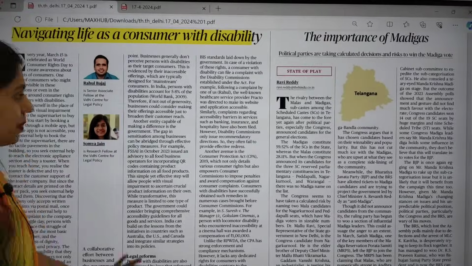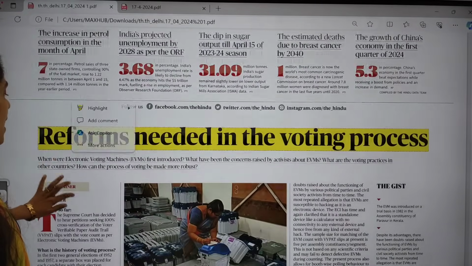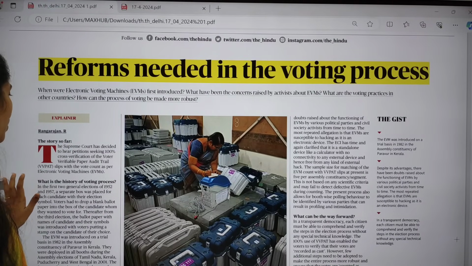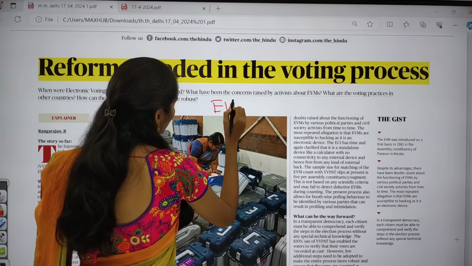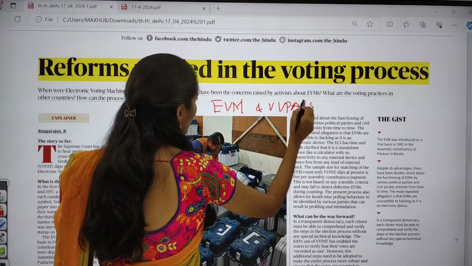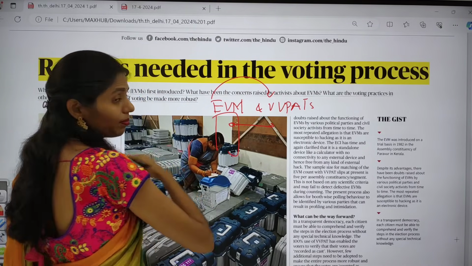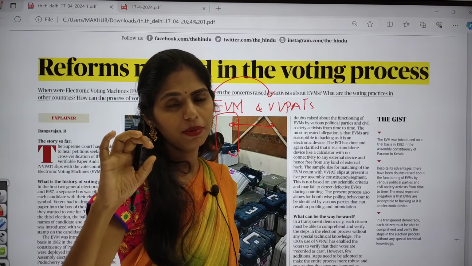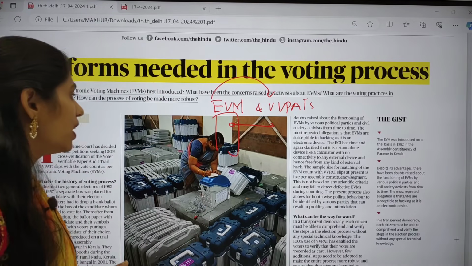Okay, so this is about this topic, and you can directly move on to Text and Context. The first article is about reforms needed in the voting process. I already discussed this topic, and you know that we are using EVMs as well as VVPATs. VVPATs are nothing but, after pressing the button on the EVM, beside the EVM there is a box that displays a slip of paper with the political party logo. That is called a VVPAT.